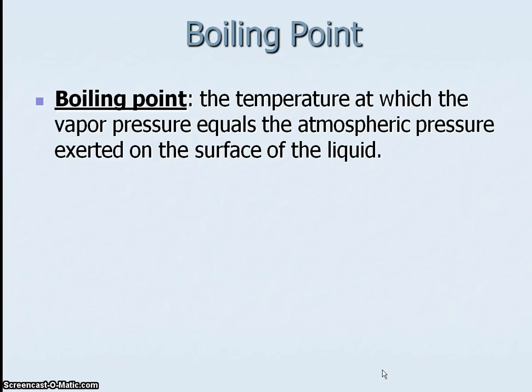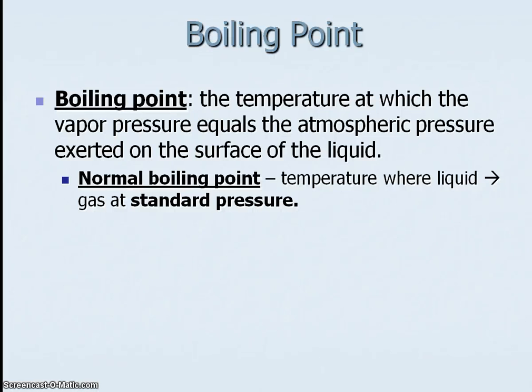Boiling point is when your vapor pressure equals the atmospheric pressure. And once you get to this point, I want you to circle normal and circle standard pressure. So if I ever ask you for the normal boiling point, this is the temperature where liquid turns to gas, but it has to be at standard pressure if I say normal. So again, anytime I say normal, think standard pressure.